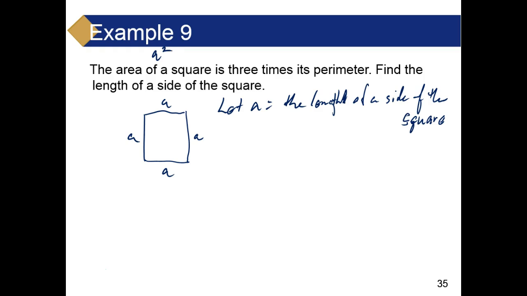We translated that into math. Is. How will we translate is? Equal to. Very good. So translate the area of a square, that's A squared, is equal to 3 times its perimeter. 3 times, I know what 3 is. And what's its perimeter? You just gave it to me, didn't you? No, that's the area. A times 4, 4A, okay?